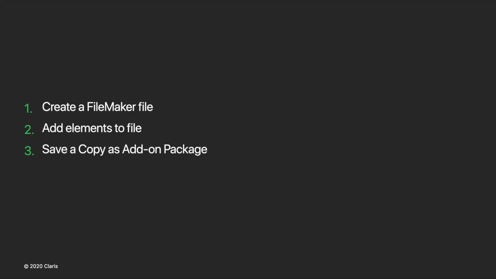An add-on package is created by taking a FileMaker file and converting it into an add-on package. This process involves three basic steps. First, creating a FileMaker file. Second, placing everything you'd like the add-on to have, like scripts, tables, and layouts, into that file. And finally, performing the Save a Copy as Add-on Package script step, which will generate the add-on package from the contents of the FileMaker file.